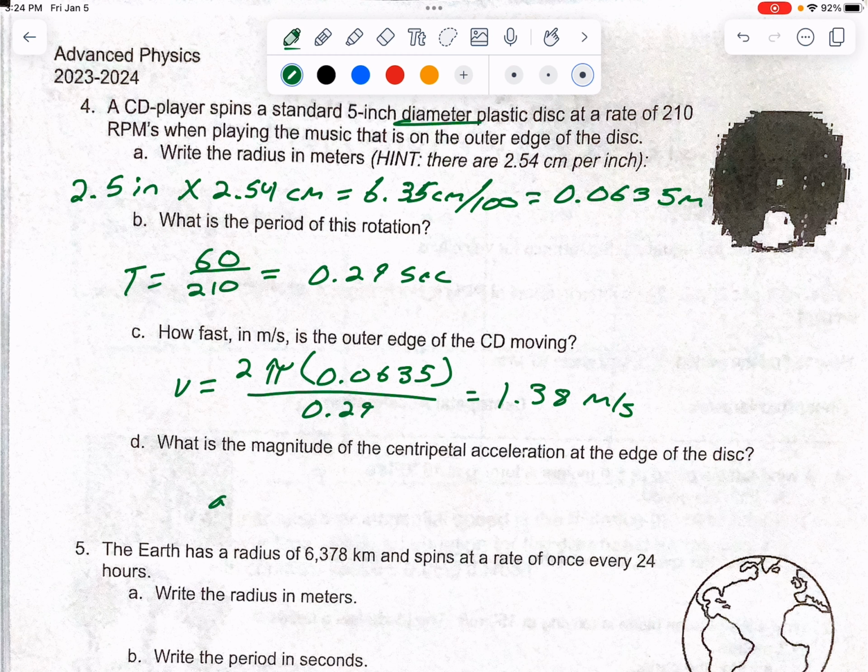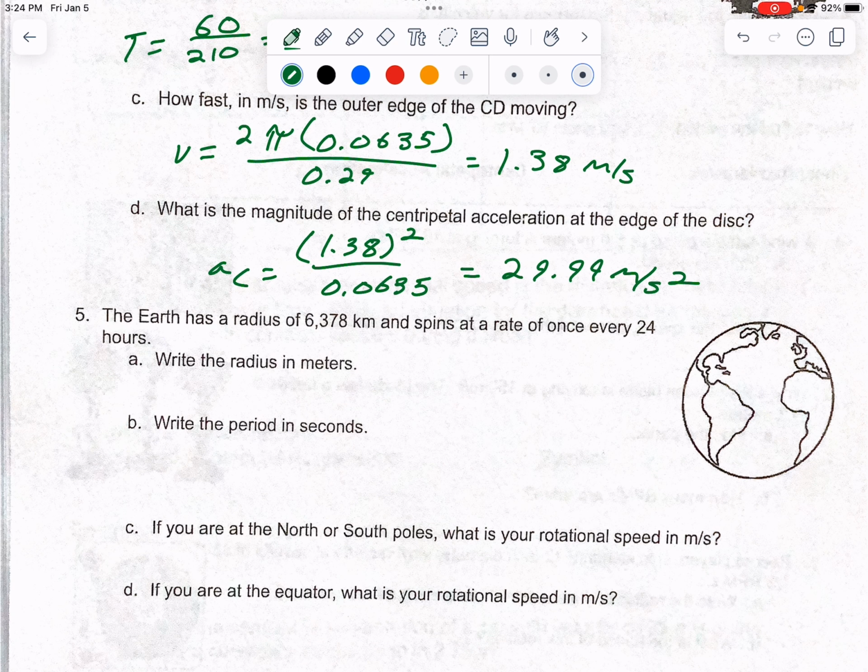D, what is the magnitude of the centripetal acceleration at the edge of the disk? So we're just looking for AC. So AC is V squared over R, so 1.38 squared over R. And our radius is 0.0635. And you get an acceleration of 29.99 meters per second squared.